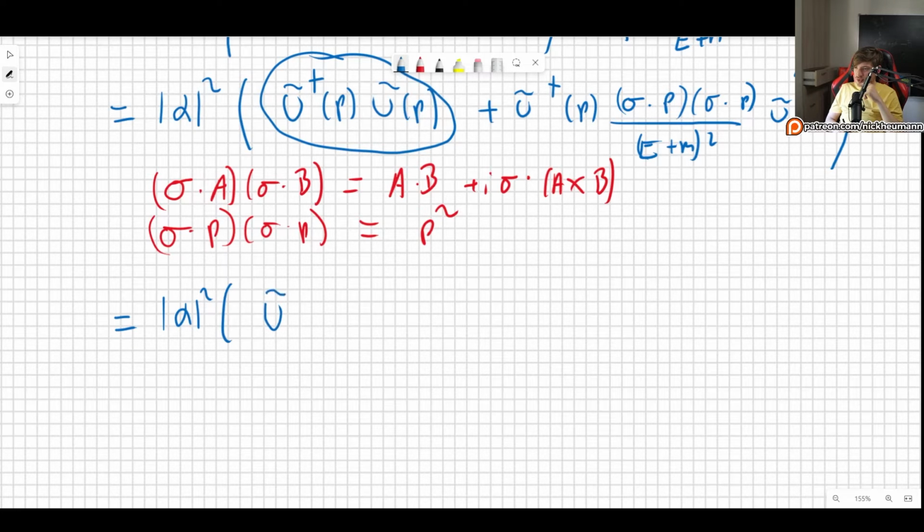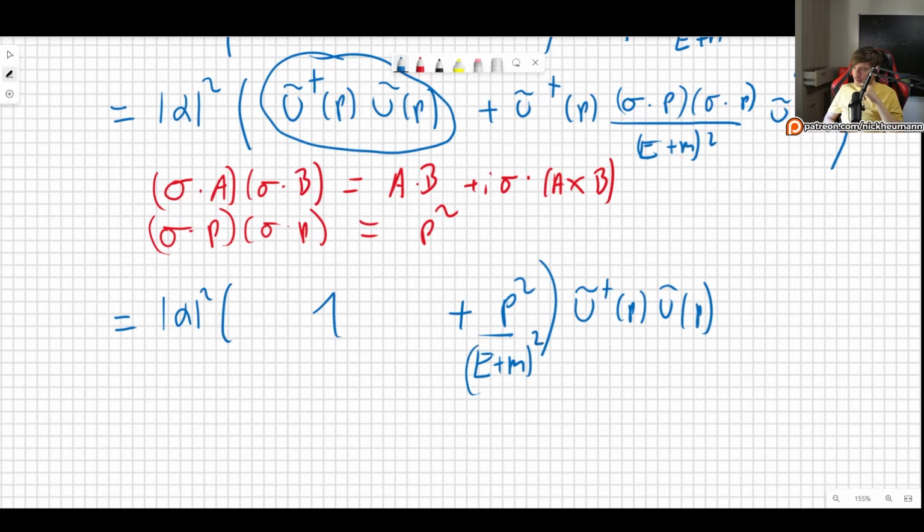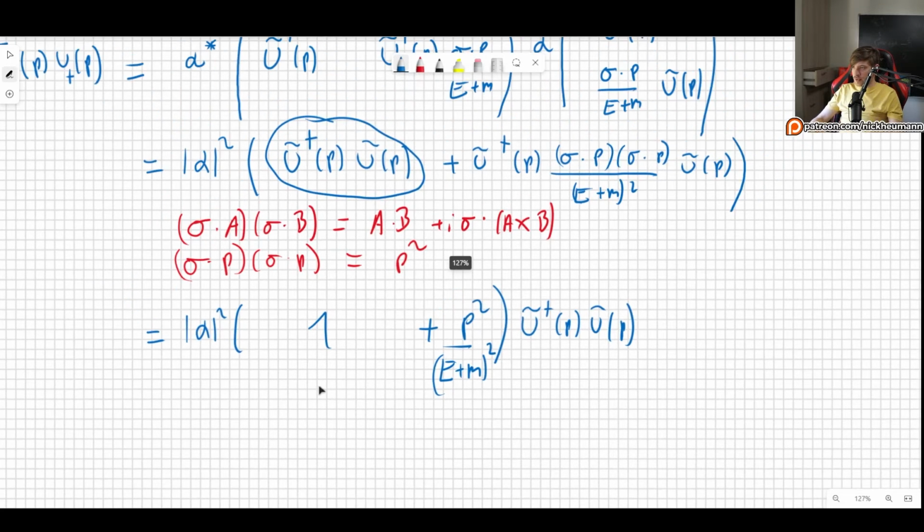Okay, so this is ũ(p)... ũ(p) plus, and now p squared is simply going to be a scalar. We can commute it, so p squared, and then ũ here. So we can now factor this out. So this thing here will be 1. And there we go. And this is, of course, divided by (E plus m) squared. Okay, I almost forgot about it.